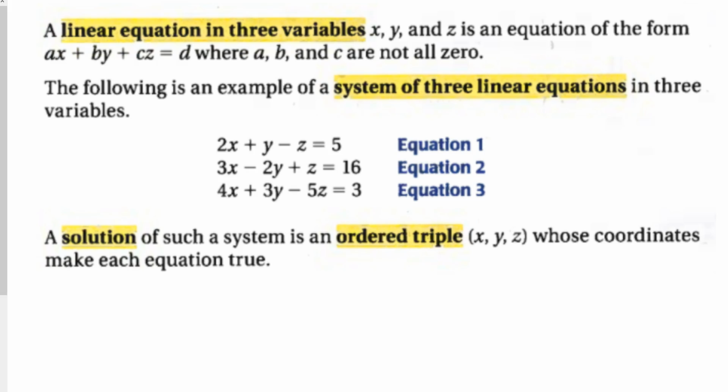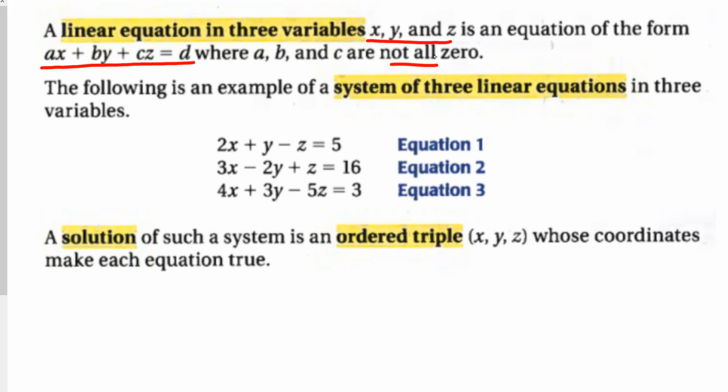Okay, now what will it look like algebraically if you have a linear equation in three variables? Suppose we use the variables x, y, and z. We don't have to, but that's common. Then you'll have an equation like this: ax plus by plus cz equals d, where a, b, and c are not all 0. Now, maybe one or two of them are 0, but they're not all 0.